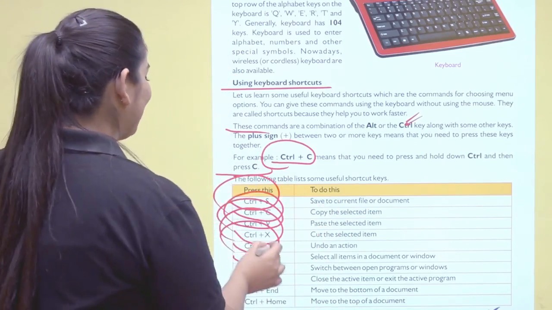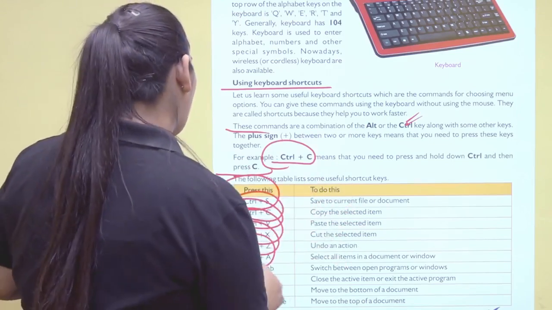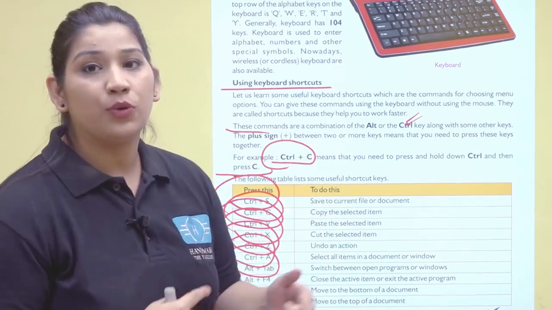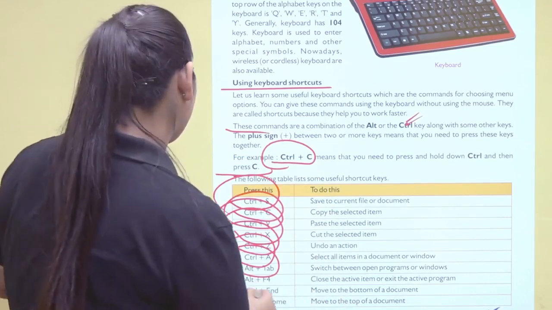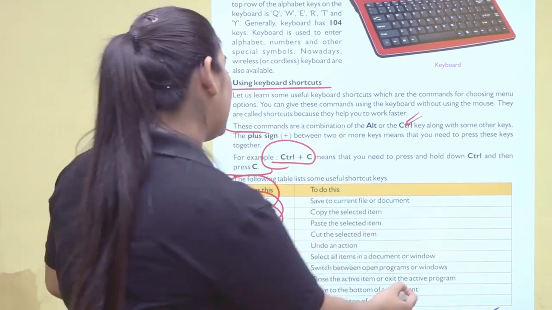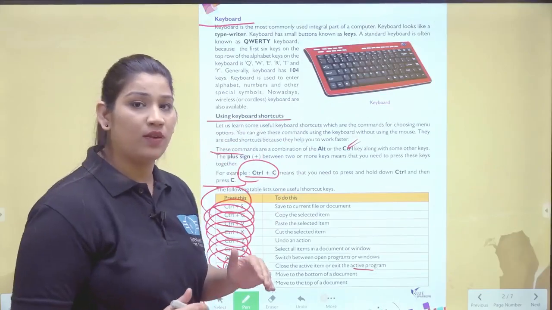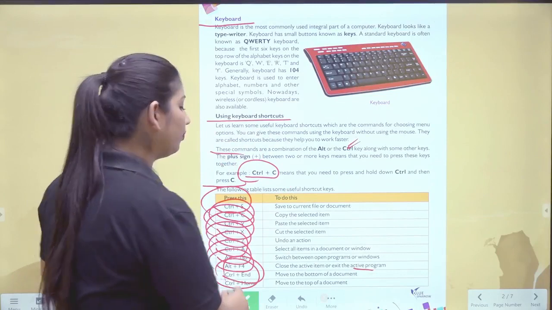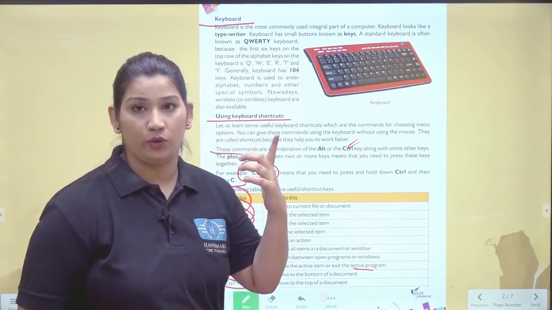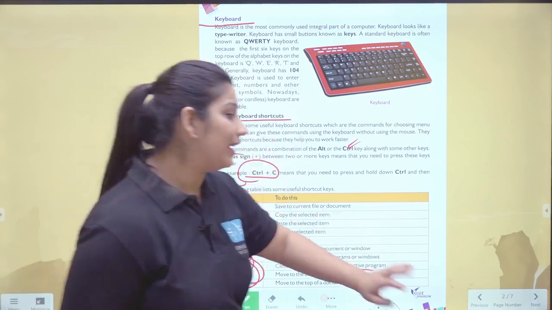Next comes Control plus A. Select all the documents on a window. Alt plus Tab. Switch between the programs or windows. Alt plus F4. Choose the active item or exit the active program. Control plus End. Move to the bottom of the document. Control plus Home. Move to the top of the document. So you can go from top to bottom or bottom to top very easily.